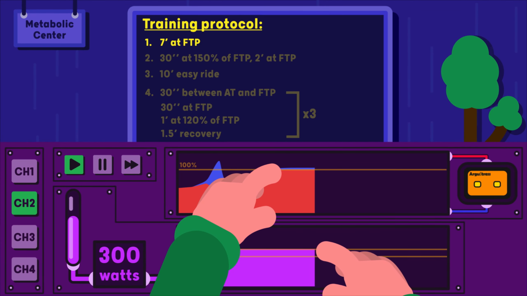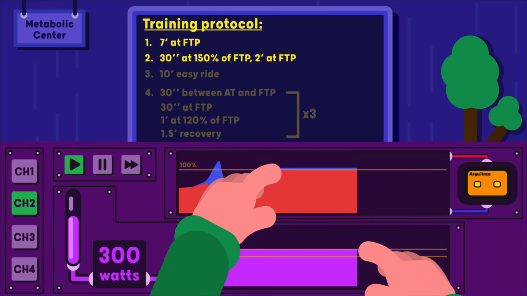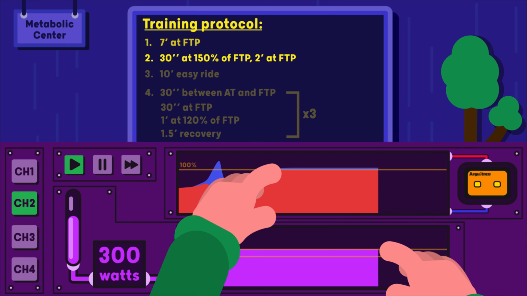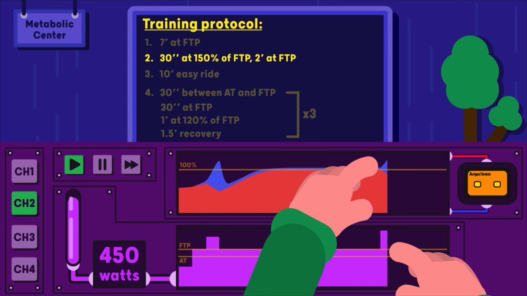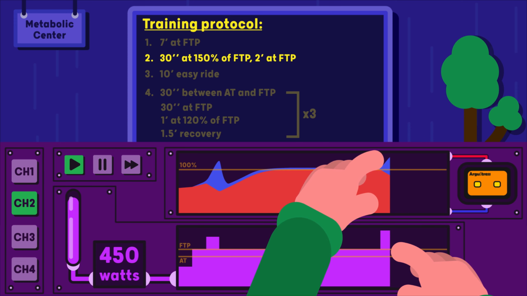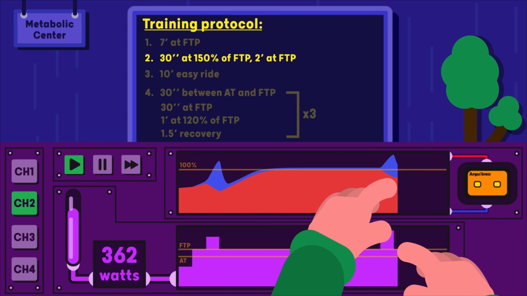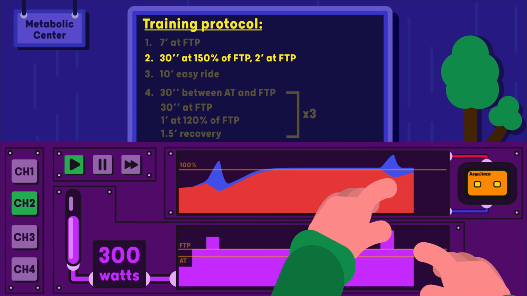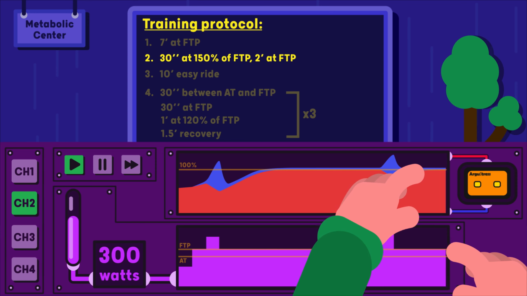The second exercise is 30 seconds at 150% of FTP, then 2 minutes at FTP. Because your SEP is already 100%, any extra effort above FTP requires anaerobic support and it causes anaerobic domination. So, your SEP decreases. However, after the intensity returns to FTP, SEP recovers back to 100%.